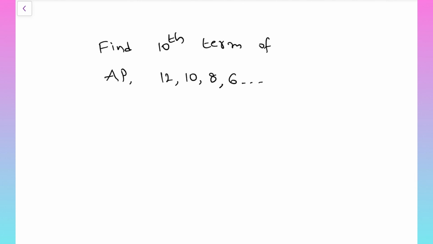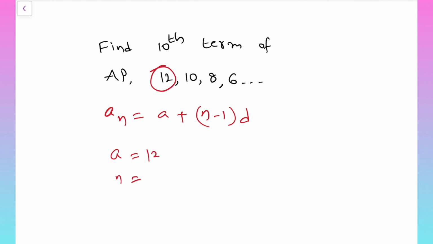Let us check one more question. Find 10th term of the AP. So we have the formula, that is An equals A plus N minus 1 into D. So now from this given arithmetic progression, what is the A value? That is first term 12. N value, they are asking the 10th term, so 10. Then what will be the common difference? Second term minus first term, right? So let us do that one. Second term is 10 minus first term is 12. 10 minus 12, minus 2.